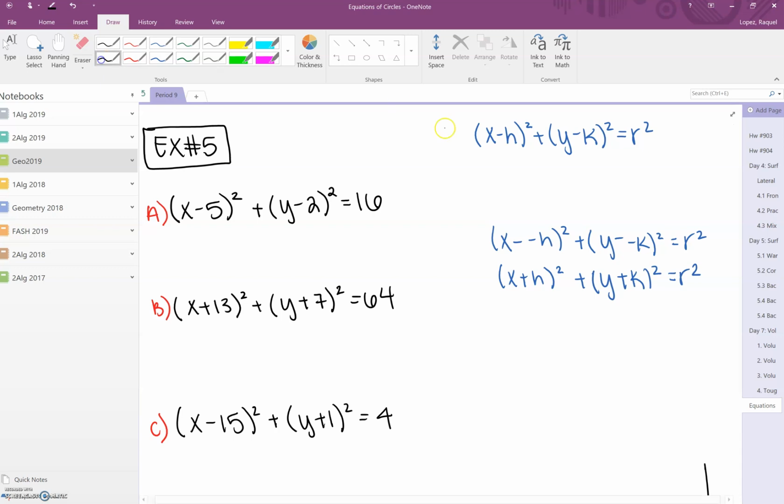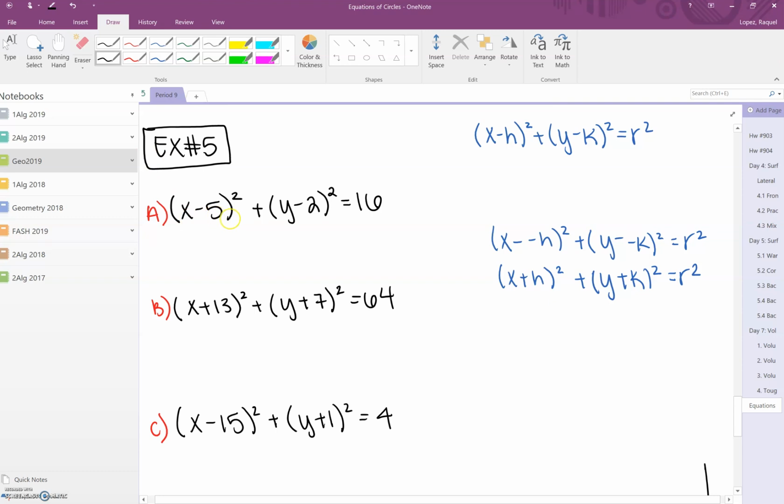So again, here are your two structures, okay? And then really this structure down here that I wrote here in blue is the same thing. It's just that the center of this circle is at a -h and a -k. So when I simplify it, it looks like x plus h and y plus k. So the signs are going to switch if you're pulling out your center. So let's take a look at the first one.